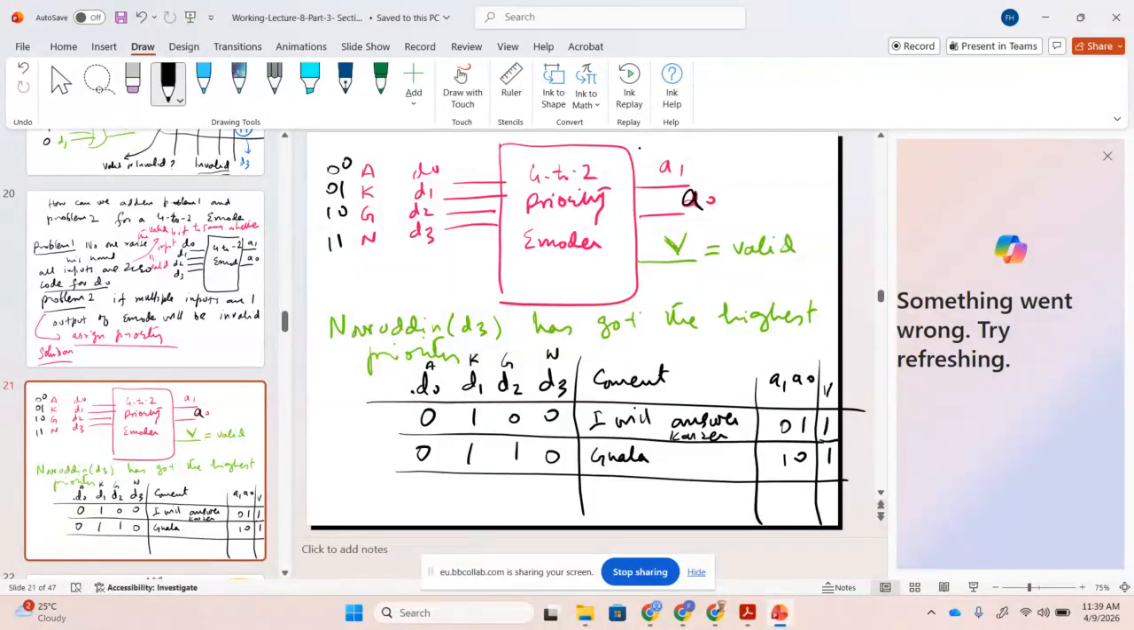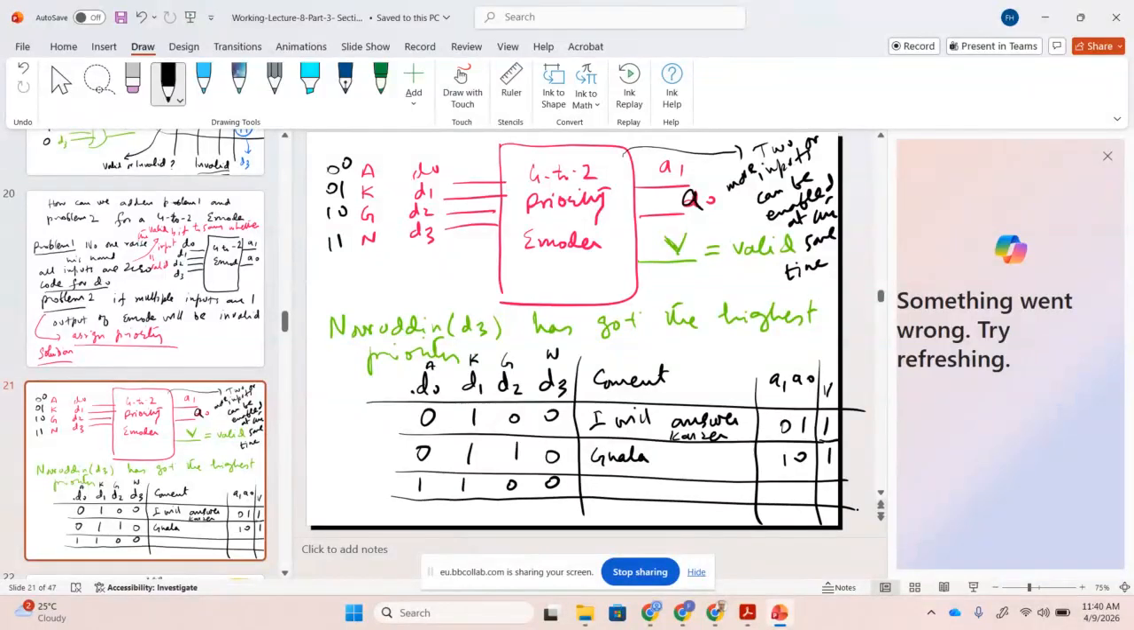Now in the priority encoder, we exclude the rule. It means that two or more inputs can be enabled at the same time. So if we assume we have like this 1 and 1 0 and 0, what will be the output? Can you tell me?